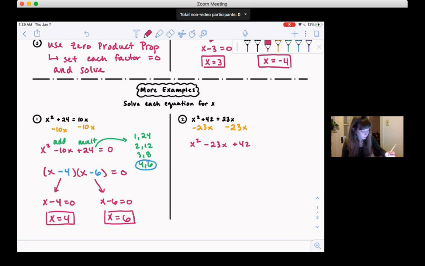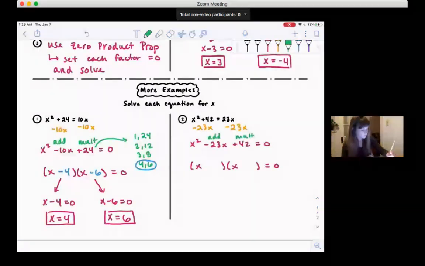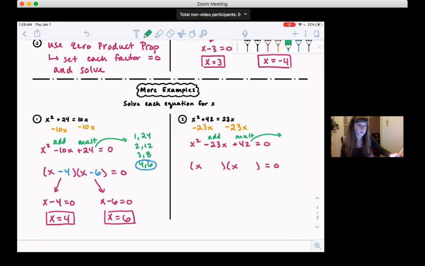Okay, and then 23x minus 23x is 0. So on the right side, we now have 0, which is good. So now we're ready to factor. So we can set up our factors, x and x, equal to 0. We need to find two numbers that add to minus 23 and multiply to 42. So let's list the factor pairs of 42. 1 and 42, 2 and 21, 3 and 14, no 4, no 5, 6 and 7.